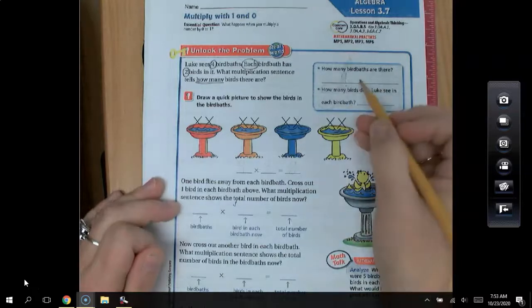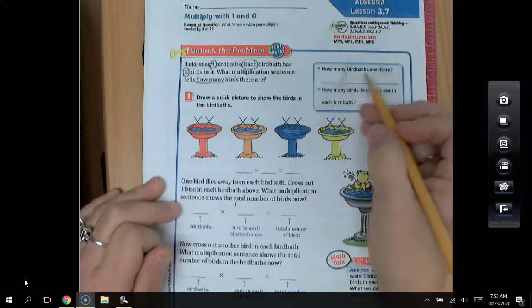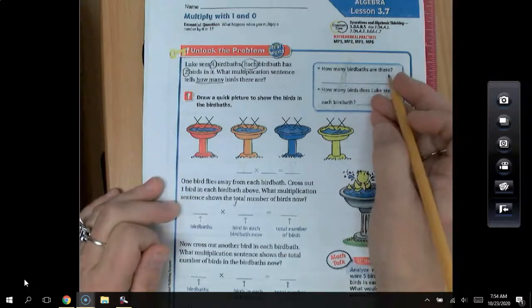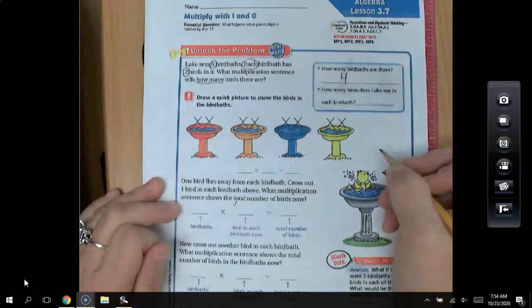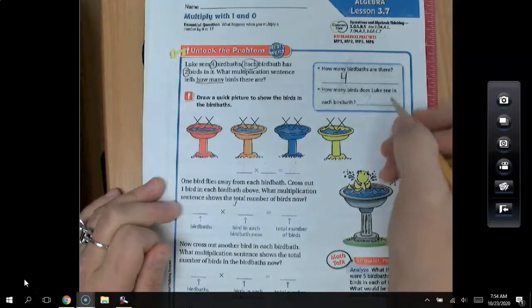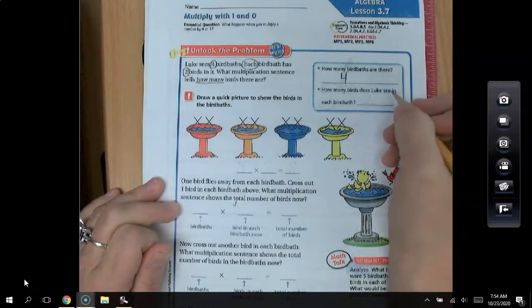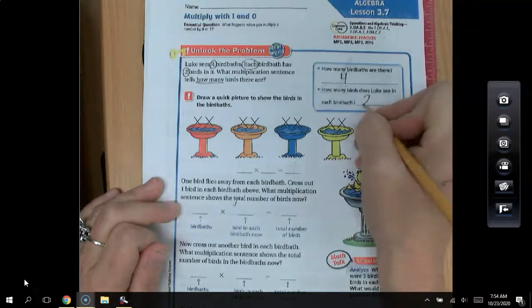So if I look at my questions over here, it says how many bird baths are there? Well, it told us in our problem that there are 4 bird baths. And how many birds did Luke see in each bird bath? 2.